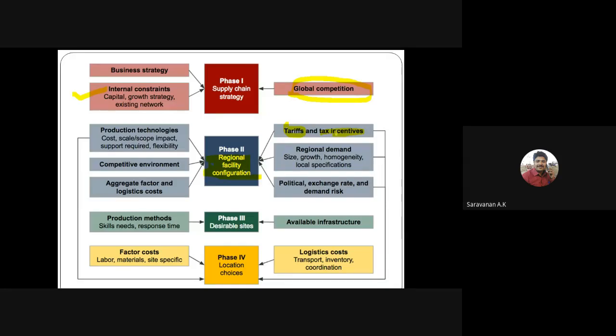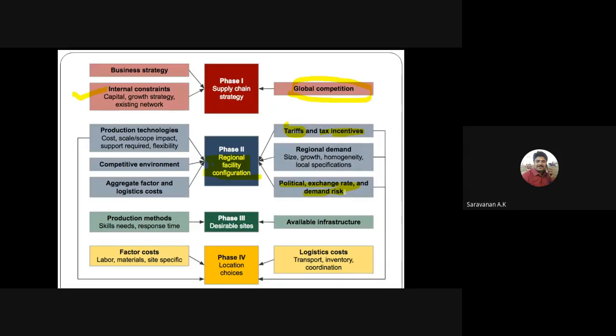Then the political stability, the exchange rate and the demand risk. These factors we already discussed. If the political stability is there, surely the owners, the multinational companies, are willing to install their new facility in a particular place depending upon the political stability. If the political stability is good, then surely they can build new facilities in a particular area.